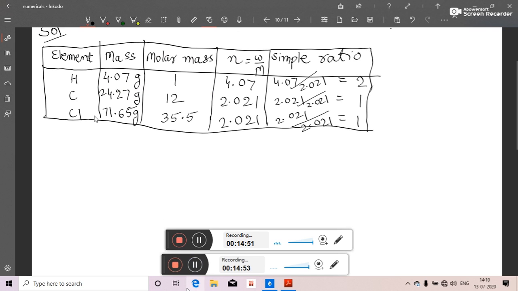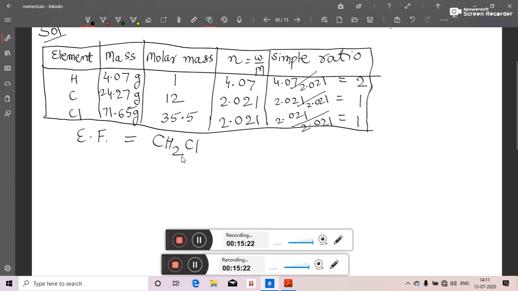So our empirical formula will be, carbon simple ratio is 1, so we'll write C1. Then we are having hydrogen 2 times. In empirical formula, we will write H2. And chlorine is 1 time, so we'll write Cl. So empirical formula is CH2Cl.